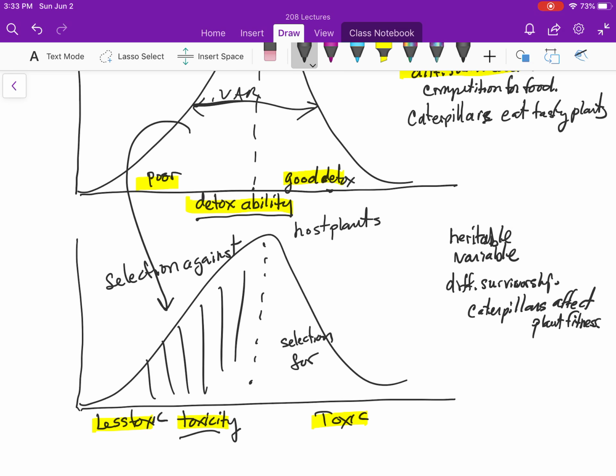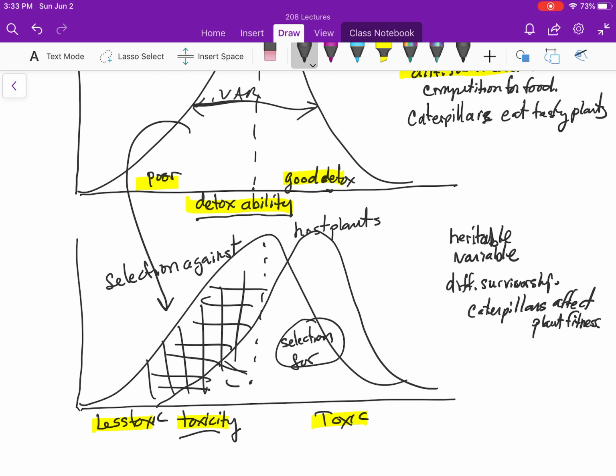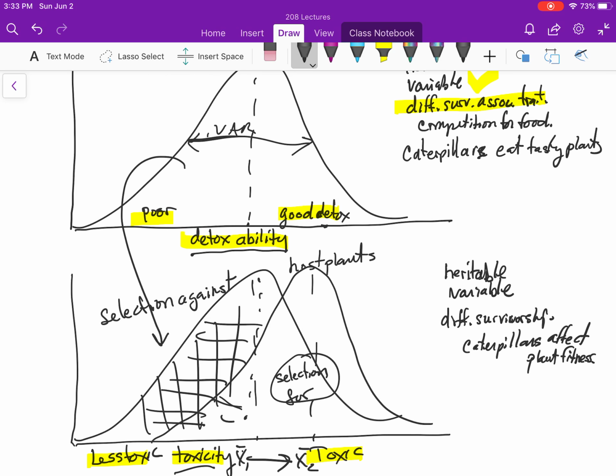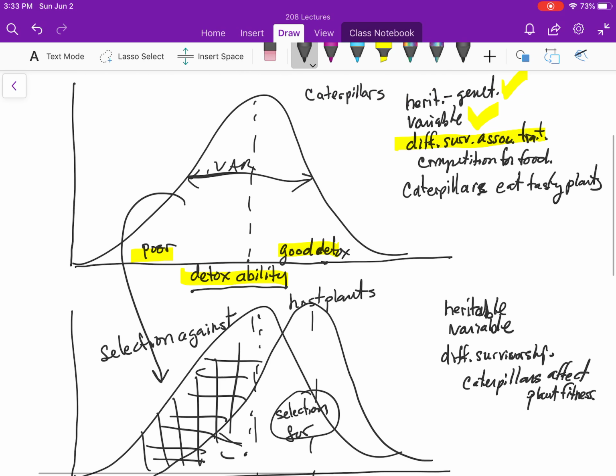So what we're going to do is select against this part of the plant over here, so that the ones that are more likely to survive in the plants will be these on this side, and that means that in the next generation we have an increase in the average toxicity of those plants from X1 to X2, and that's the plant changing. And as the plants change, that's going to affect the caterpillars.